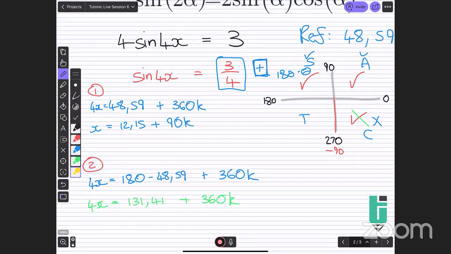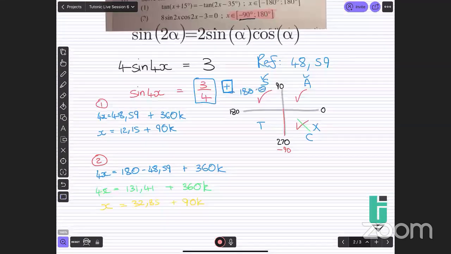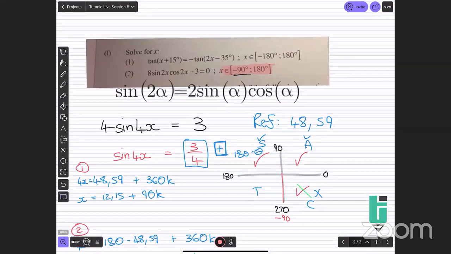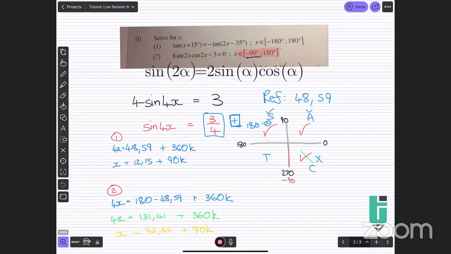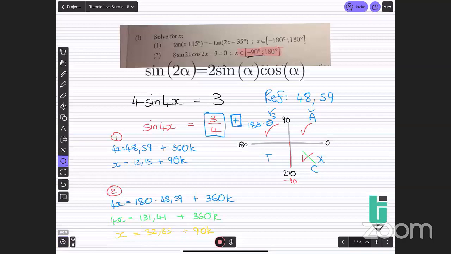32.85. Okay, x equals 32.85 plus 90k. We're not done though, because they want the values of x. So we're actually going to have to sub in here, right? If we sub in k to be 1, then it's 12.5.